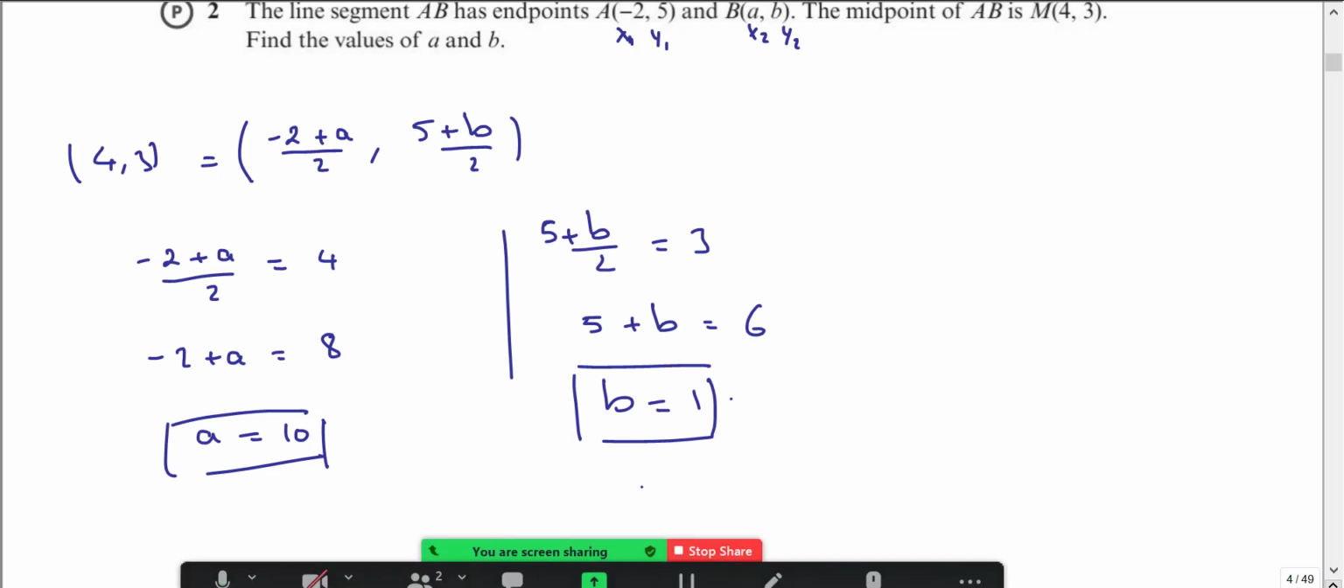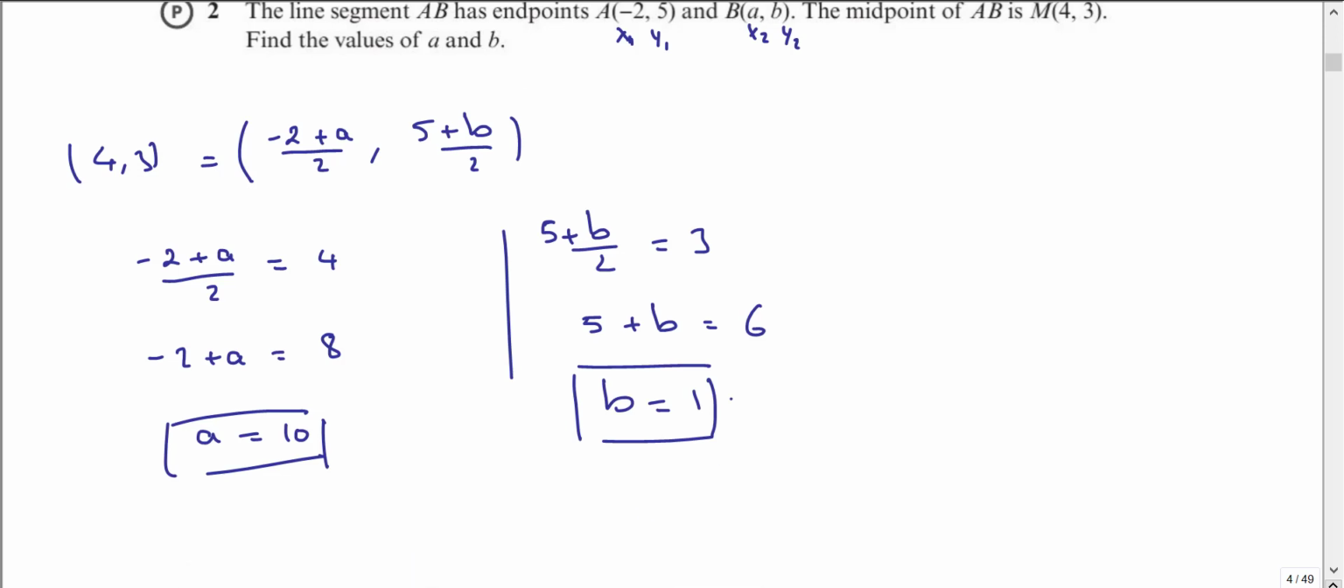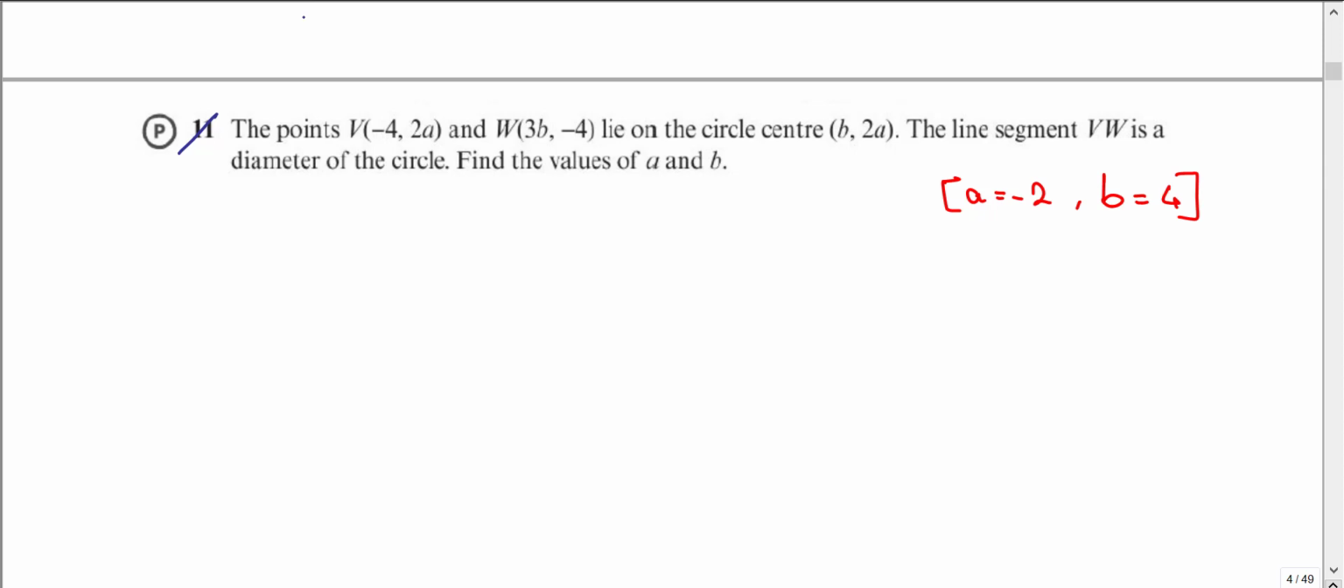Stay with me, stay with me. Come on, can you do the next one, number 11?